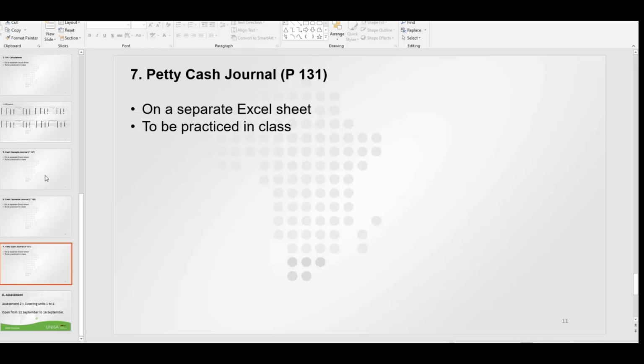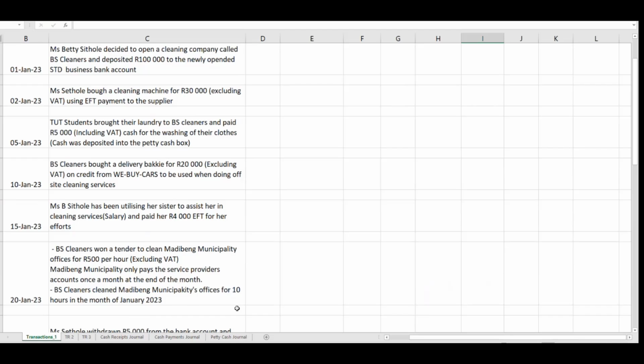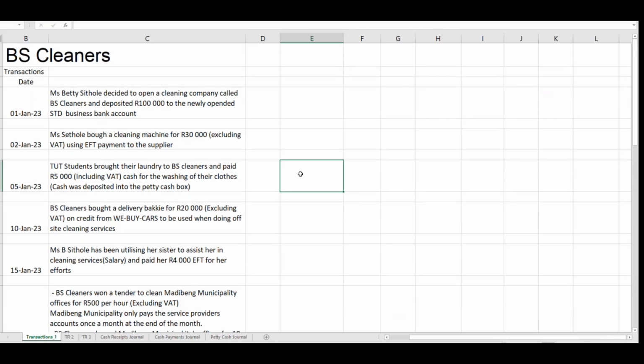And we've already calculated VAT and many other things. We're not going to repeat them. We'll just take the amounts that we've already calculated in that regard and use them. So that is the cash receipts journal, cash payments journal, and petty cash. So we will go back to our transactions and look at all those transactions.